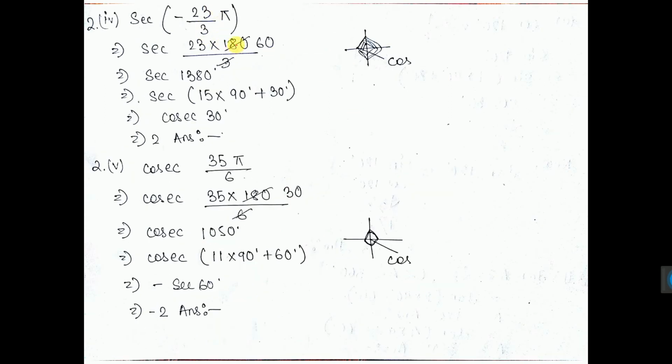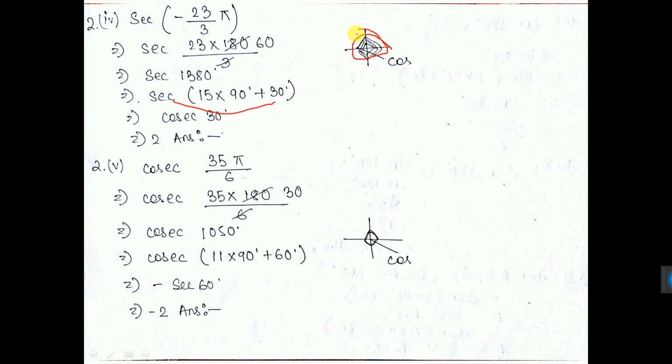Next. Here the value of pi, 180 degree, you put. Sec minus theta means sec theta only. This formula also I have given in the first video. Then it is coming 1380. This can be broken down as 15 into 90 plus 30. Since it is an odd multiple, sec will become cosec theta. Now cosec 30, and see the quadrant.